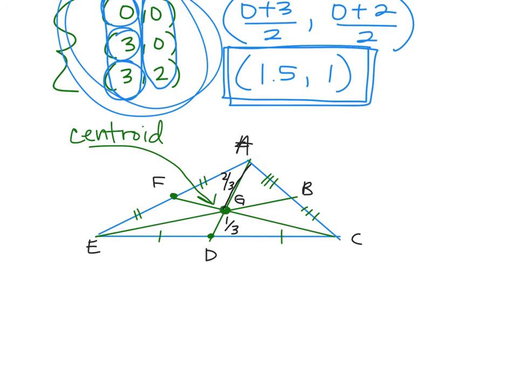Then you move to a different one. FG is 1/3 of the median. GC is 2/3 of the median, okay? BG and EG work the same way. 1/3 for the shorter piece, 2/3 for the longer piece.